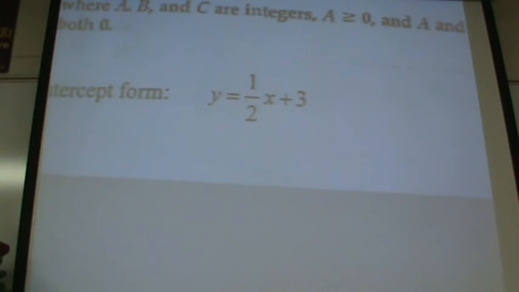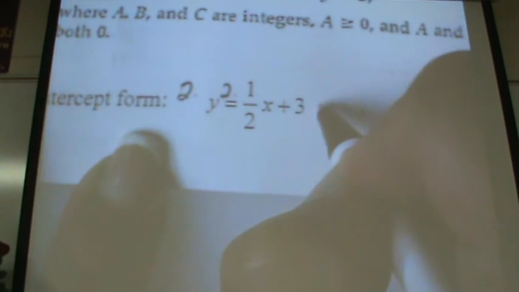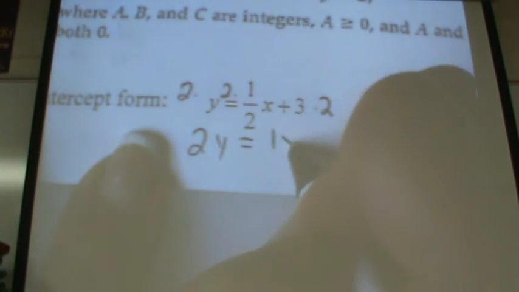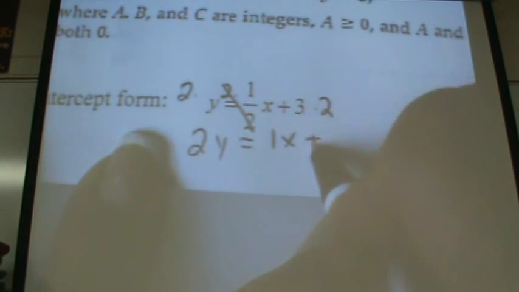So, what's wrong with this? It's in slope-intercept form. Standard form says no fractions, just like when we say prom, no flip-flops, even though we kind of do, girls, because our feet hurt. It's like no jeans, okay? How do you get rid of that 1/2? What's the first thing you're gonna do? I'd multiply everything by 2. A 2, a 2, and a 2. You get 2y equals 1x, see these cancel out, plus 6.